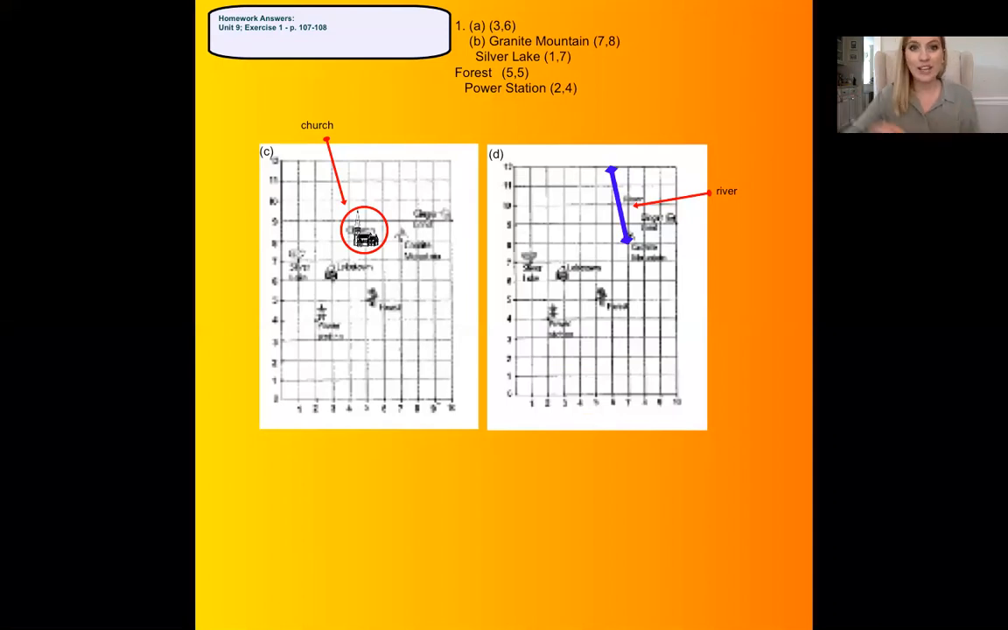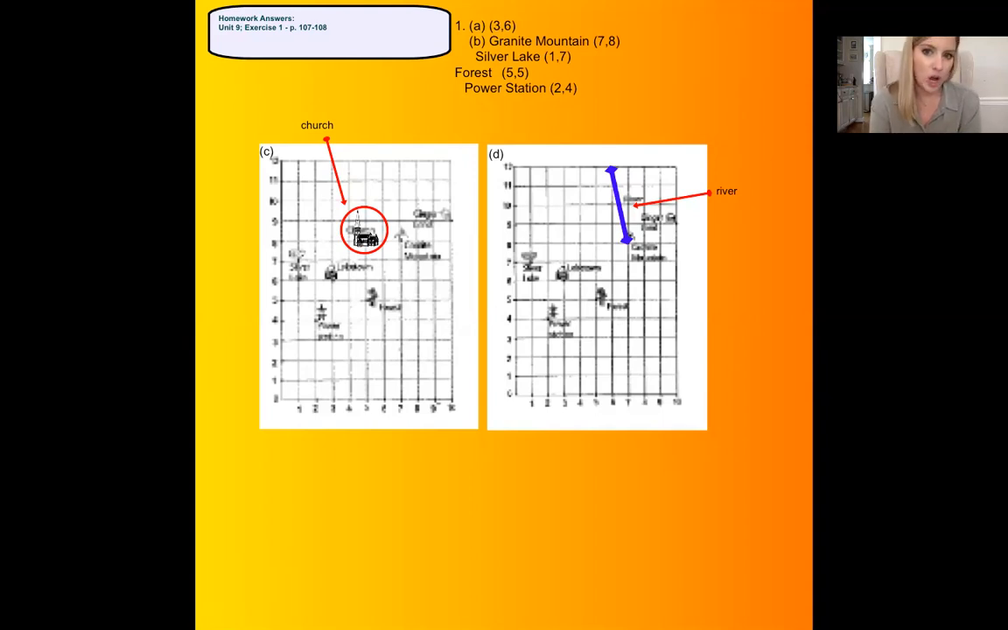Okay, so hopefully you guys just worked on your page numbers. I know that this is a little blurry, so I'm going to read the answers to you. On page 107, letter A, is Laketown at 6,3 or 3,6? The answer was 3,6. You had to find the ordered pair for the Granite Mountain. That was at 7,8. The Silver Lake was at 1,7. The Forest was at 5,5, and the Power Station was at 2,4.